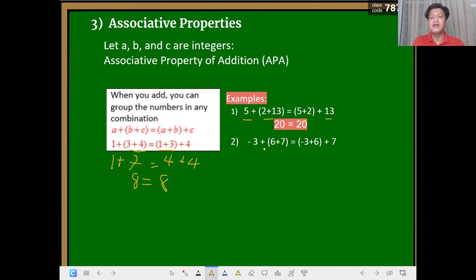Okay, another, we have negative 3 plus the quantity of 6 plus 7, magka-group po sila. Dito naman, the quantity of negative 3 plus 6, plus 7.